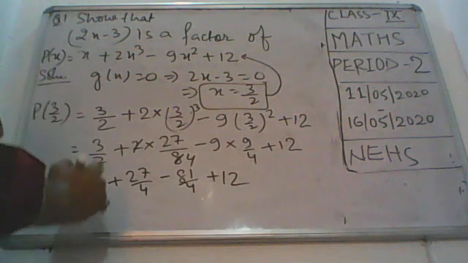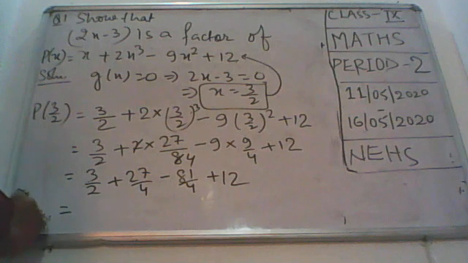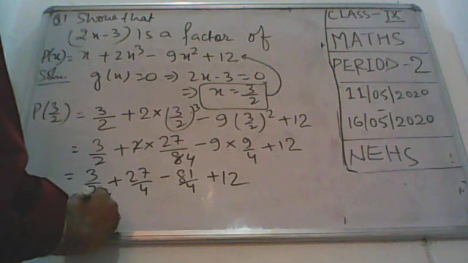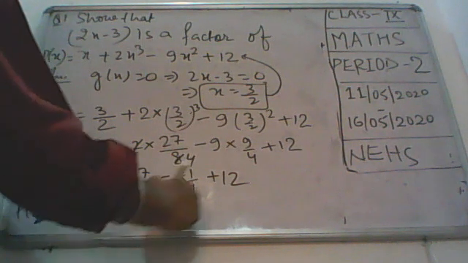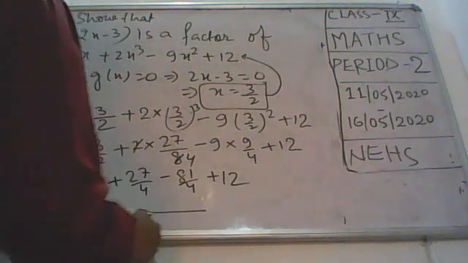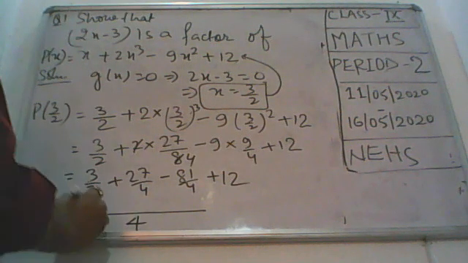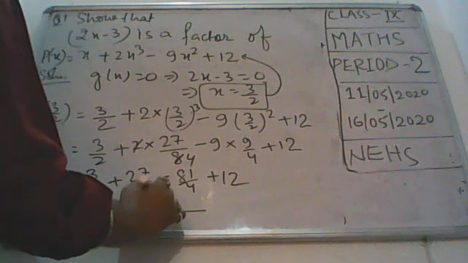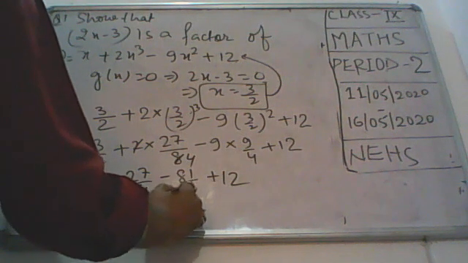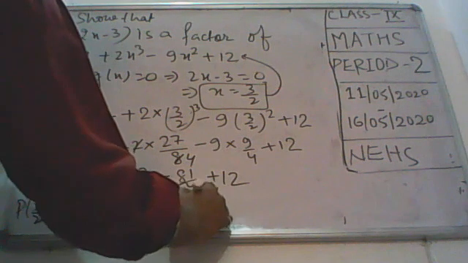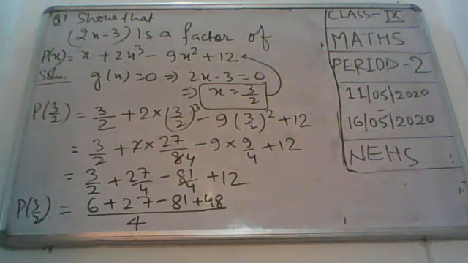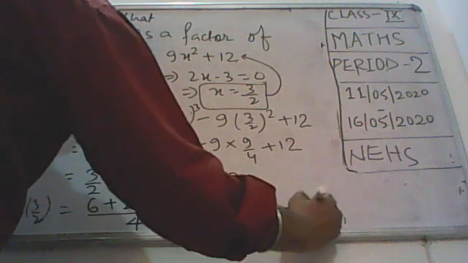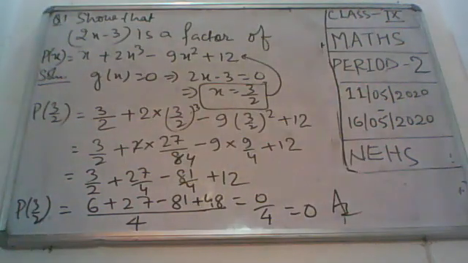So this all will come as p(3 by 2). We are in the last step here. The LCM is just 4 only. Then this will become 6, this will become 27, this will become minus 81, and this will become plus 48. So this all will become 0 by 4, that is equal to 0. So the factor theorem is proved.